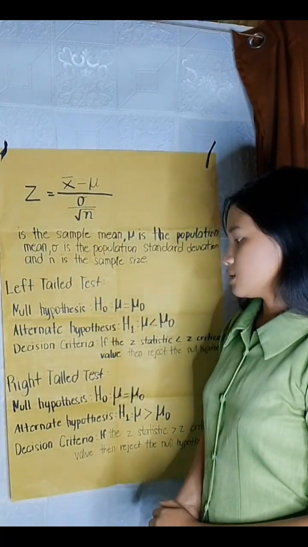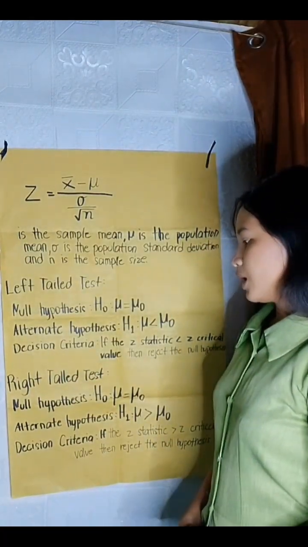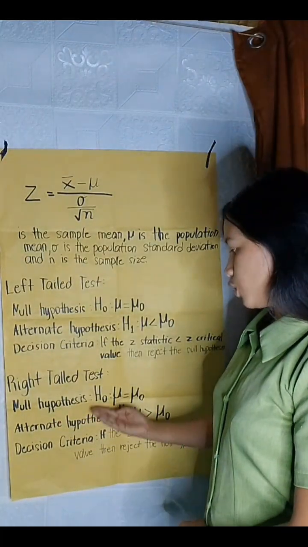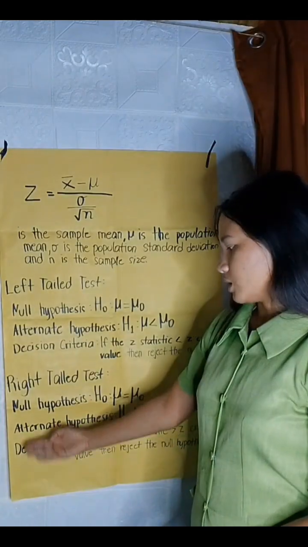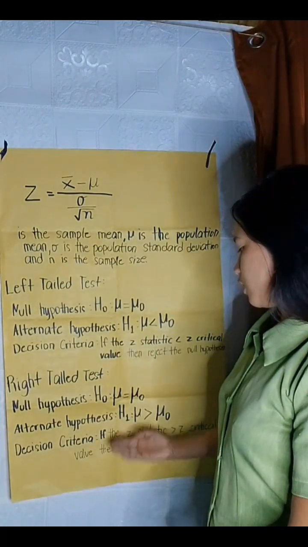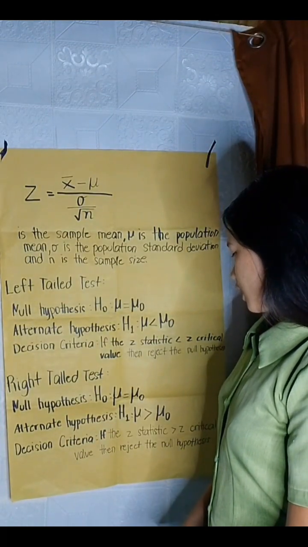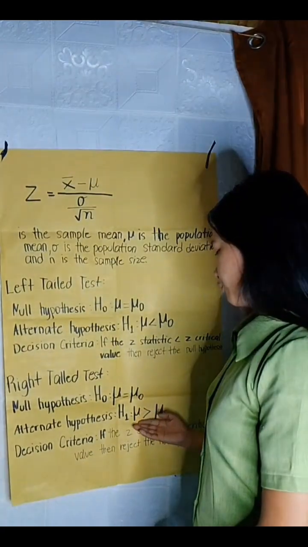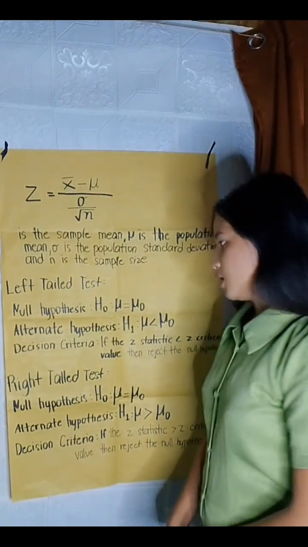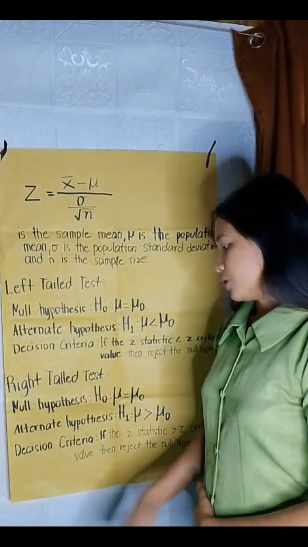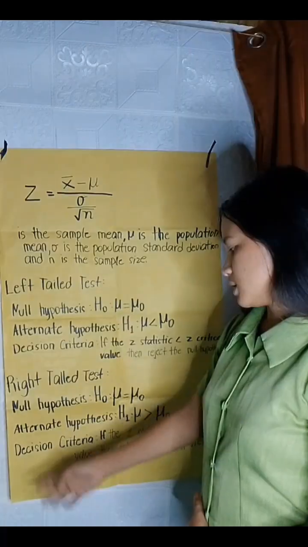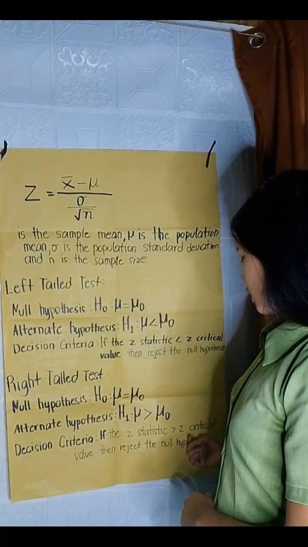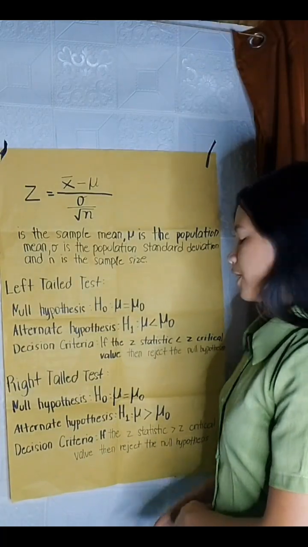And now let's proceed to the right-tailed test. The null hypothesis is the same: there is no significant difference, and the alternate is that there is. Here the alternate is less than, and here it is greater than. So the decision criteria: if the Z statistic is greater than the Z critical value, then reject the null hypothesis.